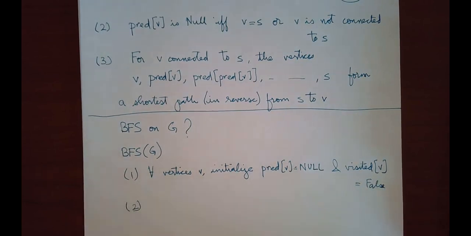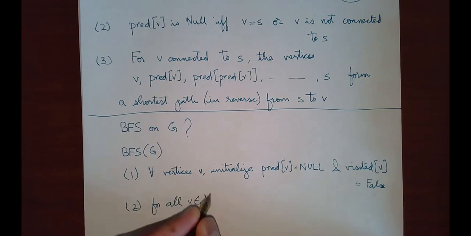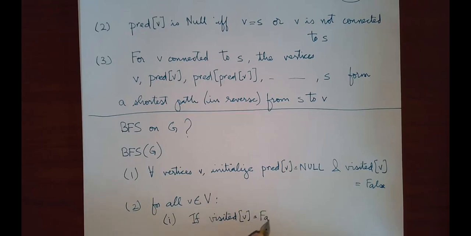And then what we do is, quite simply, for all vertices in V, if visited of V is false, then you run BFS from V. Okay, does this make sense?